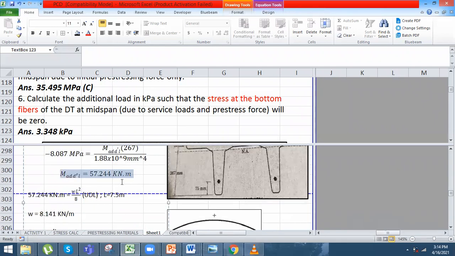Okay, and using that moment, we will just equate it to WL squared all over by 8, wherein L equals 7.5 meters. Therefore, W additional is 8.141 kilonewton per meter. At para ibalik na rin siya sa pressure, we will just divide it by the tributary width, which is 2.4 meters. That would generate into P equals 3.392 kilopascal, which is kamukha niya na ito. Okay, so i-end muna natin doon for the meantime.